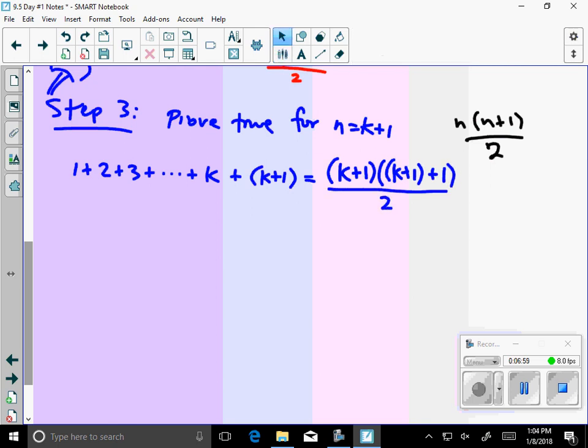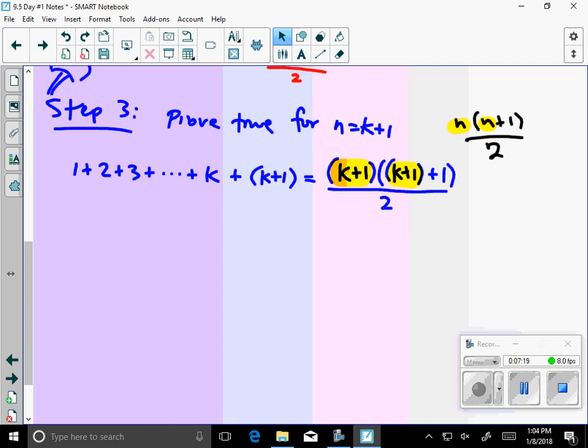Okay, let's just highlight some things so we know where we're at here. I think blue and yellow go okay together. K plus 1 went in for n. K plus 1 went in for n. With me? All right. So let's continue.